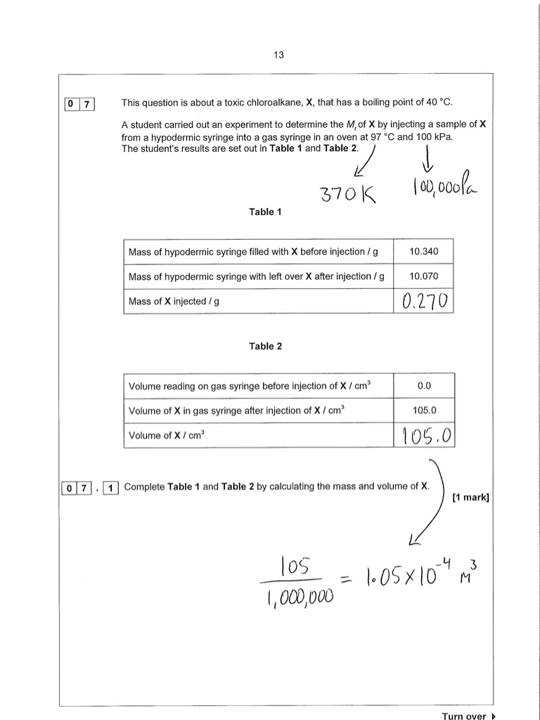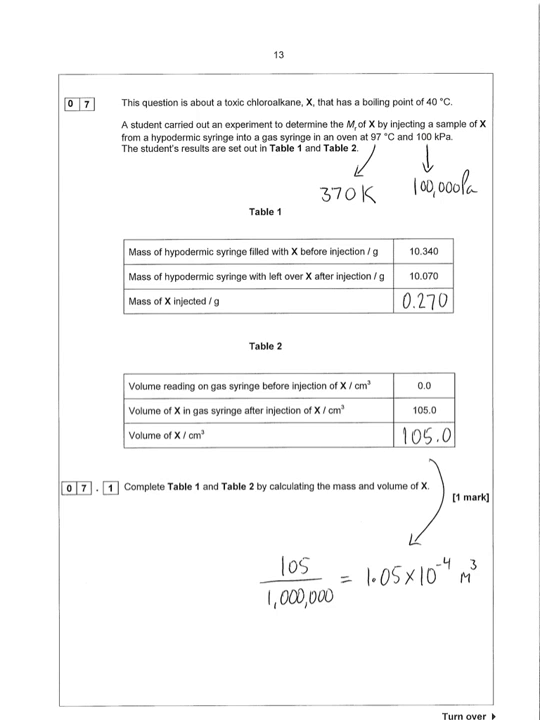Question 7. This question is about determining the MR, the molar mass of a volatile liquid. The idea is you inject a sample of a chloroalkane X, and it's noticed that it's toxic. That comes up in a minute, and we're going to inject it with a hypodermic syringe into another gas syringe at 97 degrees and an atmospheric pressure of 100 kilopascals.